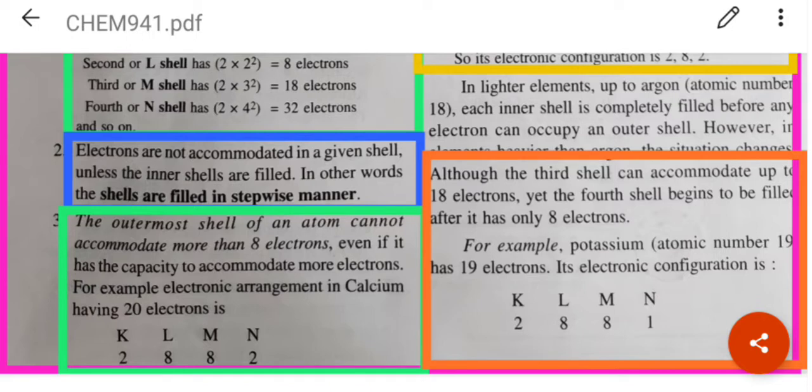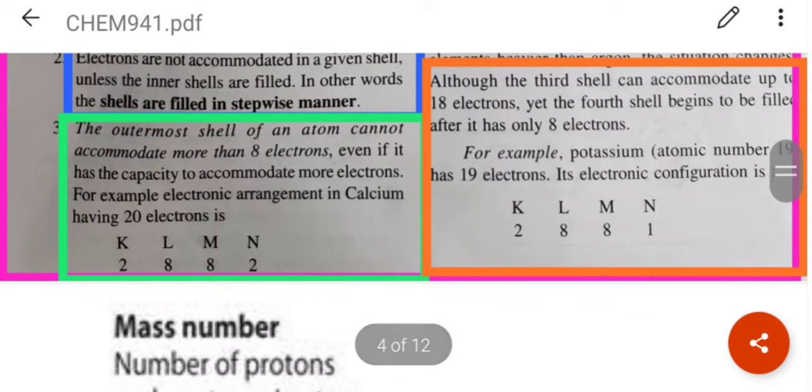Now after argon, the next element in the periodic table is potassium. Its atomic number is 19, so the number of electrons is 19 in total. So the distribution will be 2, 8, 8 and then 1. Though the M cell can accommodate 18 electrons, we cannot write 9 here because the outermost cell should have 8 electrons.